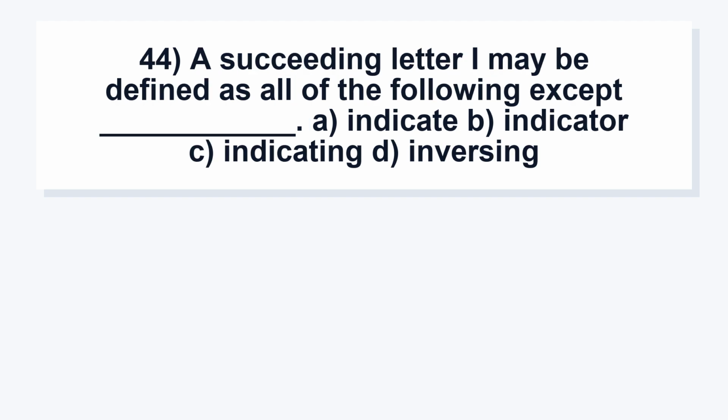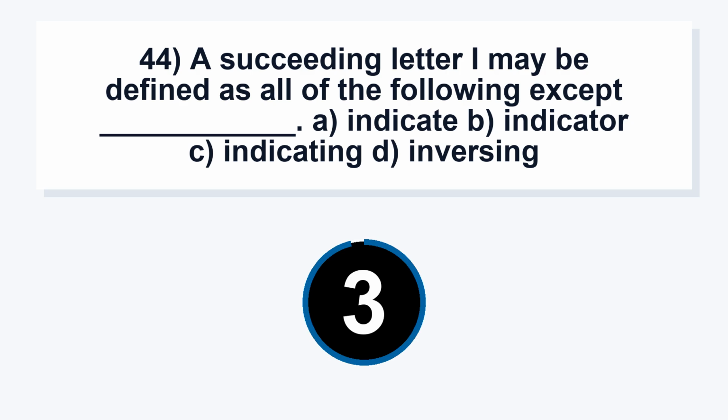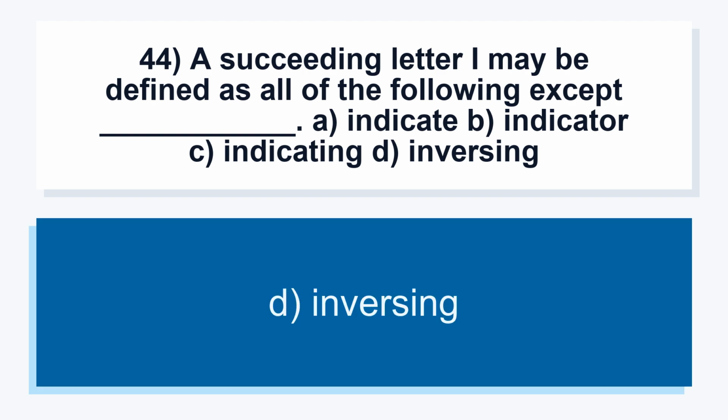44. A succeeding letter I may be defined as all of the following except ____. A. Indicate. B. Indicator. C. Indicating. D. Inversing. D. Inversing.